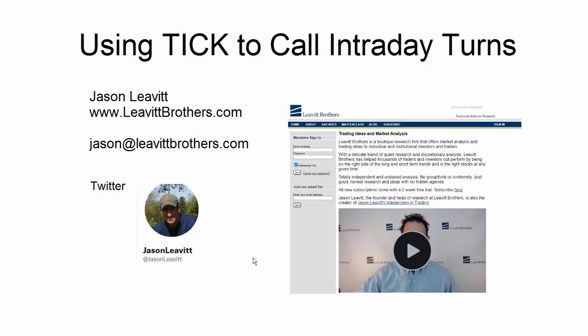Hope you got something out of this. Again, we use the tick to confirm or deny strength or weakness. We use negative divergences, positive divergences. We use trend line breaks. Oftentimes, there are little hints and clues that the tick puts off that you could use to tell short-term moves in the S&P 500.